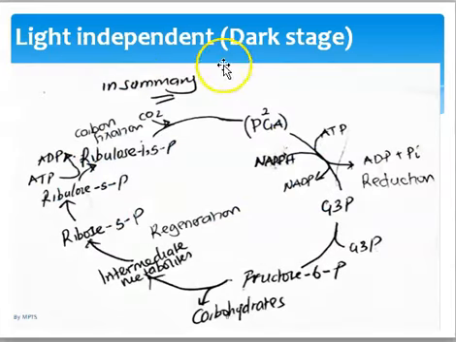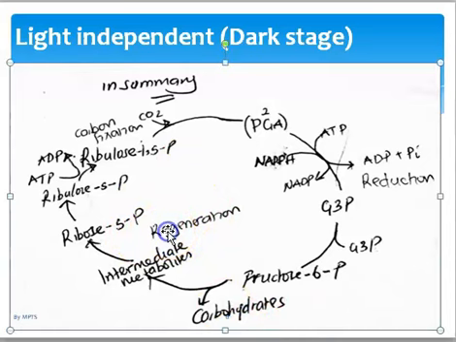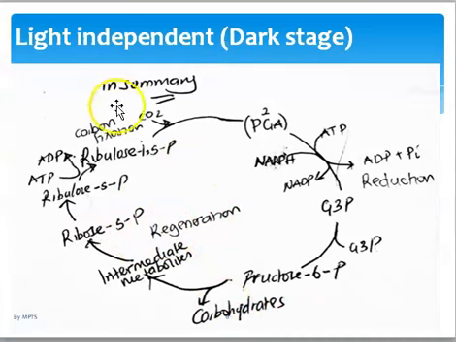Now, this is a summary of the dark stage. There is a longer cycle which you should look for. In the summary, we have carbon dioxide fixed by the enzyme rubisco to form 3-PGA, phosphoglycerate. Then these are the stages: fixation, reduction, carbohydrate synthesis, and regeneration. There is a longer cycle which you have to know.